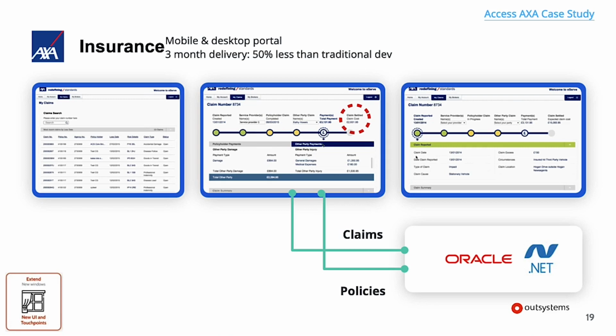And they looked at: do I change out the whole system? Do I move it to the cloud? What do I do? In this case, in about a 3-month delivery time, they built a mobile and desktop portal that allowed their independent brokers to log in to the existing claims and policies and do the work themselves. That saved them about 50% over using traditional development, and they built it so they can do maintenance and updates very quickly.